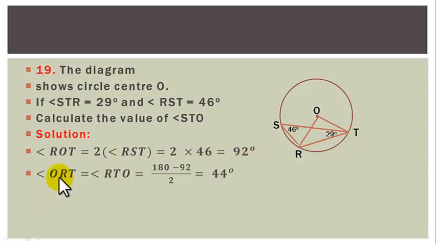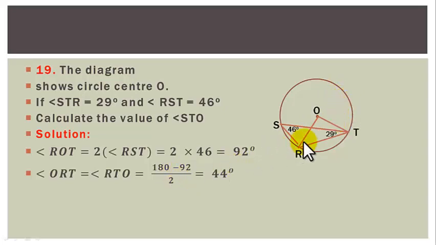Angle ORT is equal to angle RTO. I'm referring to this angle. Angle ORT is this angle, equal to angle RTO. The reason is that these two angles are base angles of an isosceles triangle. That is, triangle ORT is an isosceles triangle, since the sides OT and OR are equal, that is, they are the radii of this circle.